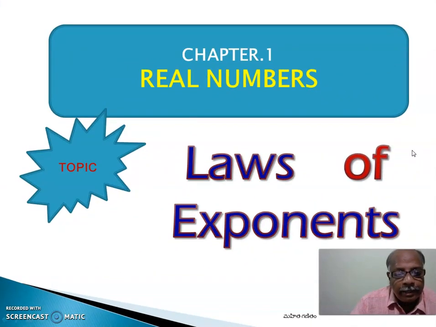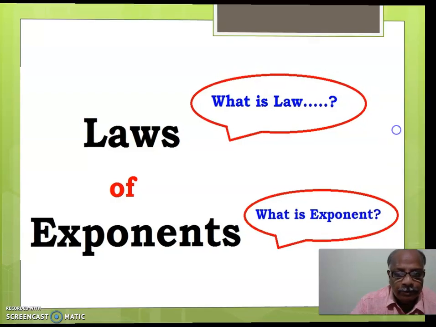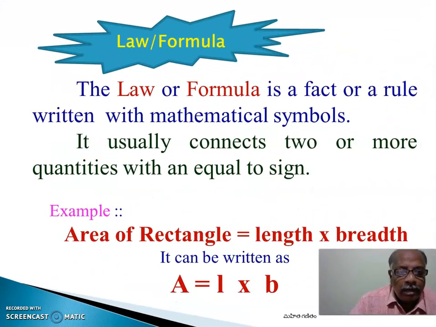Today we will learn about laws of exponents. Before going to laws of exponents, we have to observe the two terms. What is law and what is exponent? The law or formula is a fact or a rule written with mathematical symbols. It usually connects two or more quantities with an equal to sign. For example, to find area of rectangle, we have to multiply length with breadth. It can be written as A = L × B.